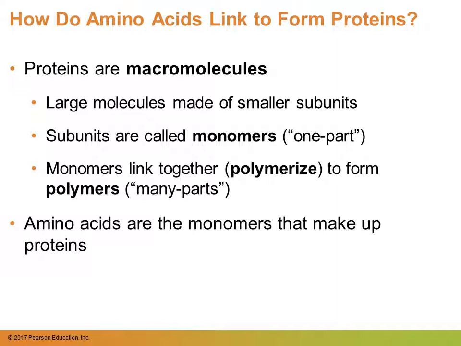So keep in mind the building block of a protein is an amino acid. It is also, we can say, a monomer. So another name for building block is monomer, mono meaning one. So these one units get together to make many, or polymers. Amino acids are the monomers that make up proteins.